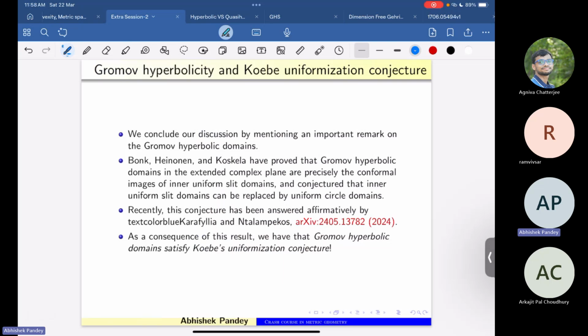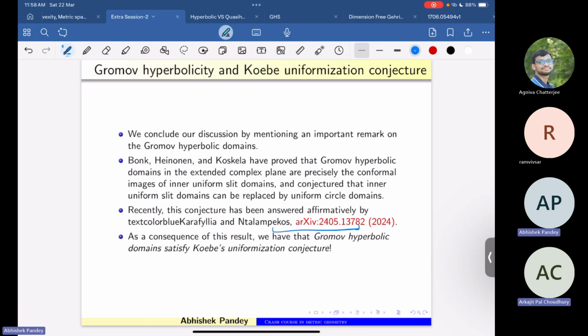Bonk-Heinonen-Koskela proved that Gromov hyperbolic domains in the extended complex plane are precisely the conformal images of inner uniform slit domains, and they conjectured that inner uniform slit domains can be replaced by uniform circle domains. Recently this conjecture has been proved affirmatively, which gives us that every Gromov hyperbolic domain satisfies the Koebe uniformization conjecture. So we have one class of domains which satisfies the Koebe uniformization conjecture, an improvement towards it.